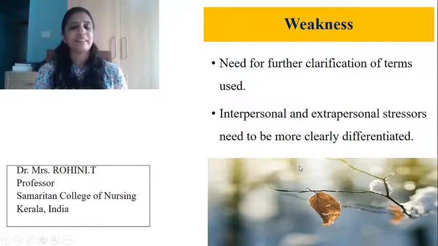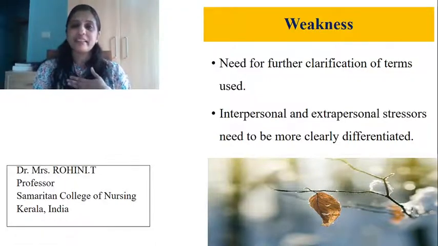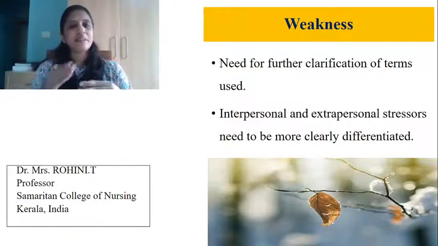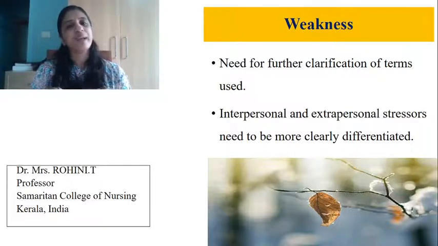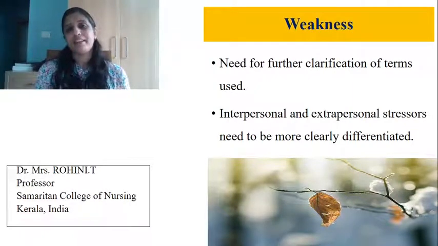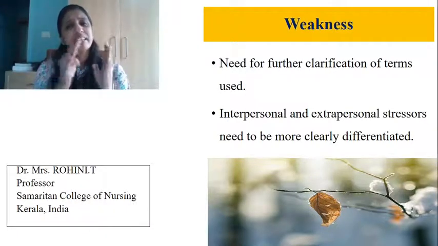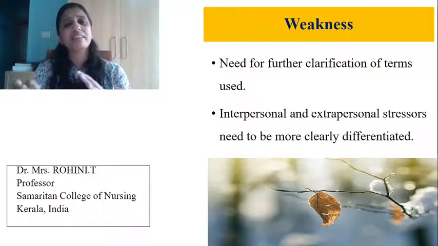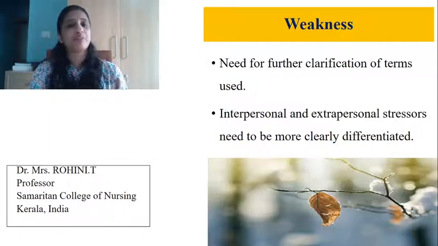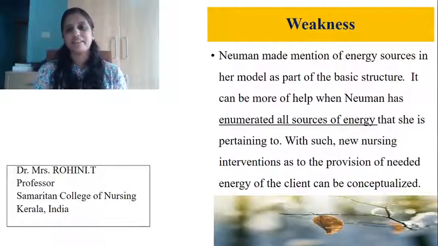Interpersonal and extrapersonal stressors. See, Neumann has told that intra is there, inter is there, and extra is there. If you remember it clearly, intra means which is inside, inter means within a small circle, and according to Neumann, extrapersonal is with a large society when there is a stressor. So again, the critic is that Neumann should be more clear in differentiating what is interpersonal and extrapersonal, because there is confusion. Certain times interpersonal and extrapersonal are found to overlap. So she should give more clarity on the difference between interpersonal and extrapersonal stressors.